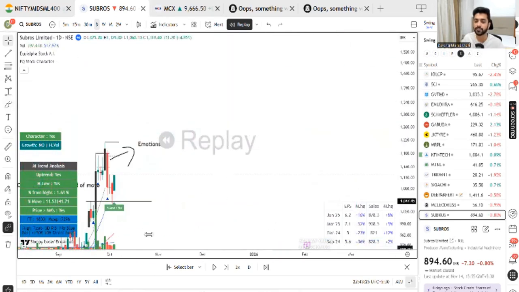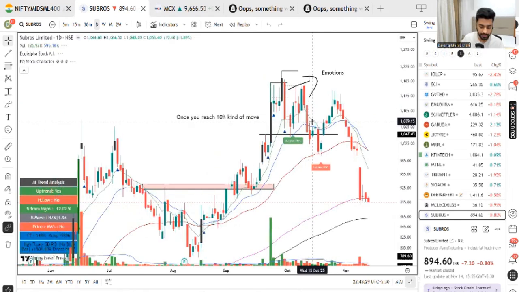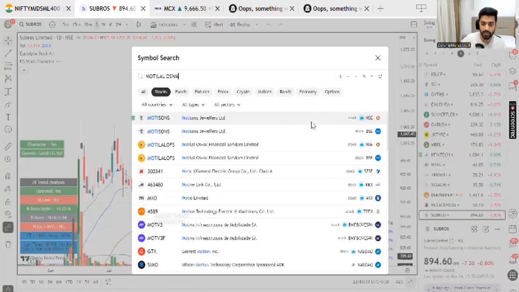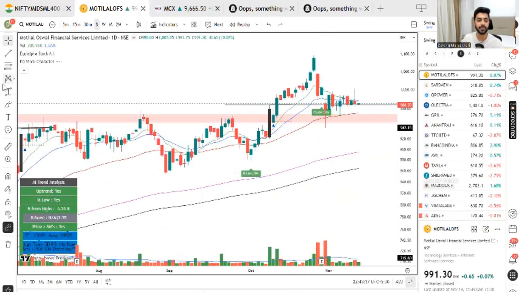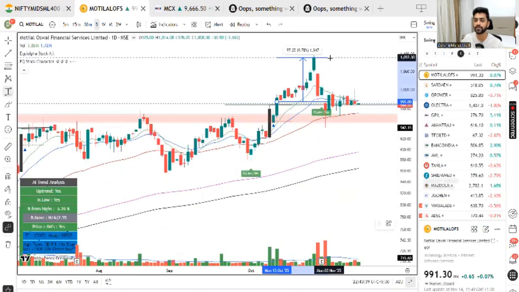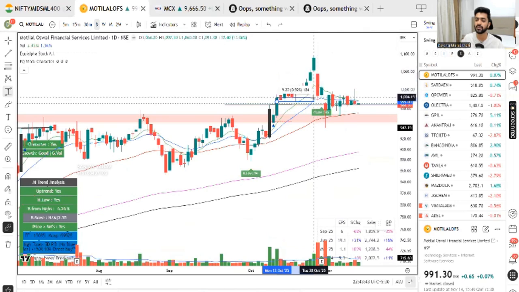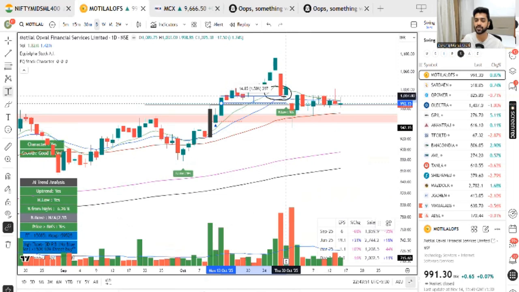Once you have reached 10% kind of, let's say it happened with me with Motilal Oswal also. In this I booked part early because of the market. This went 9-10%. I booked half up here. And then this is a decisive close. So then this was a final exit at 1.6.